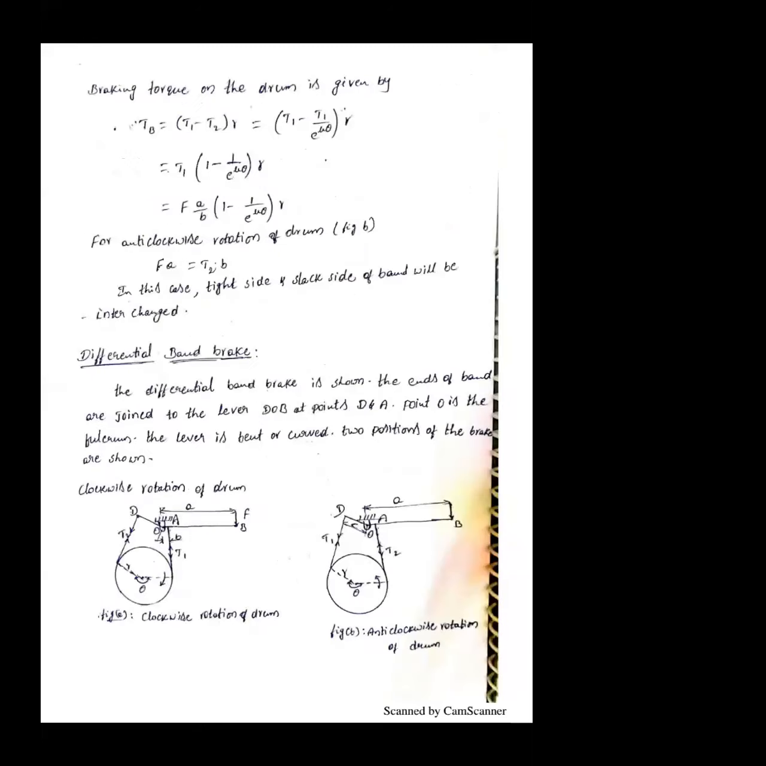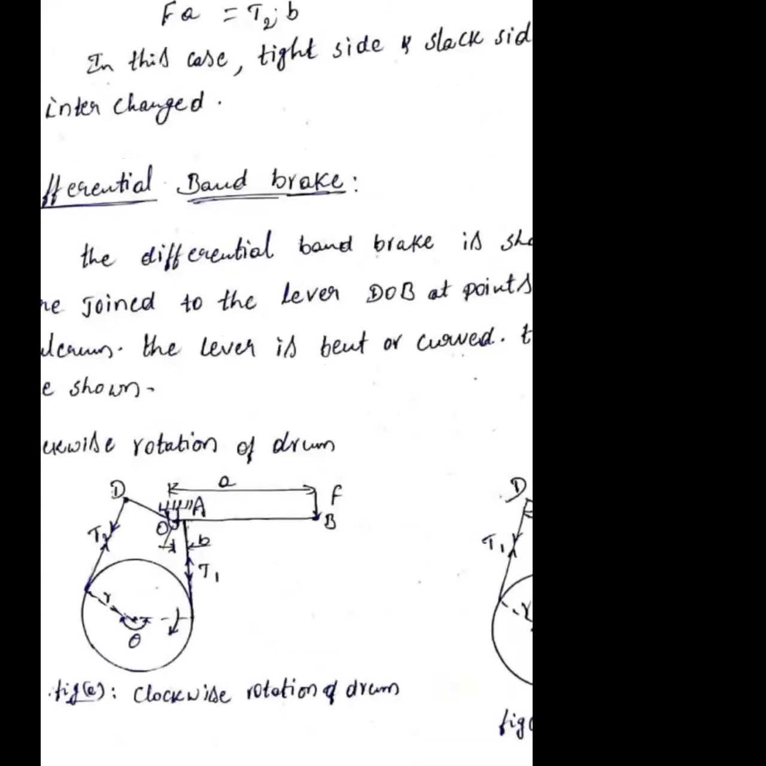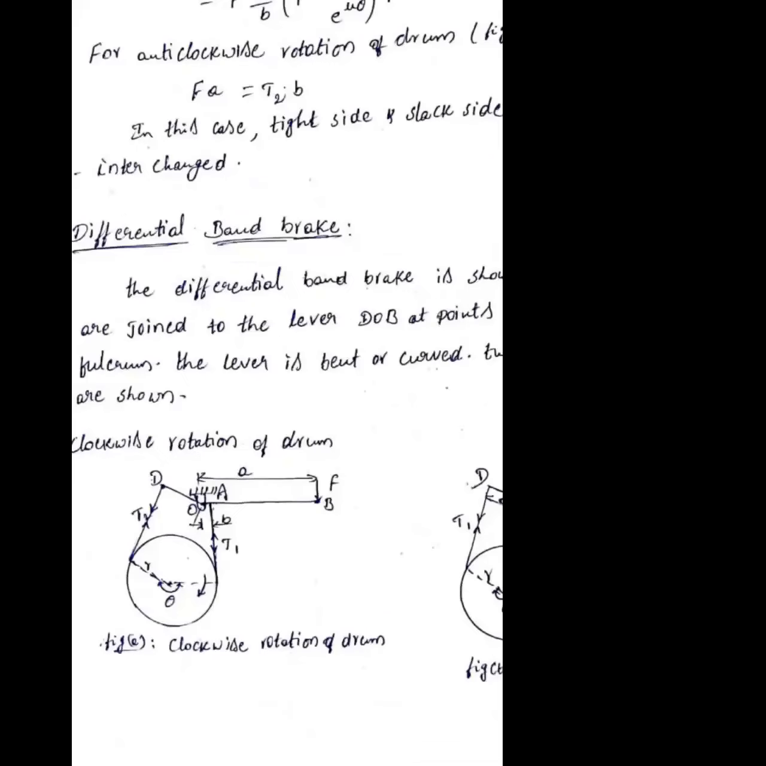Just observe that. Here the drum is rotating in the clockwise direction. All of you observe that, from the differential band brake point of view, it is similar to the earlier one.